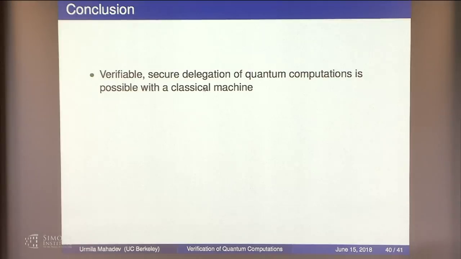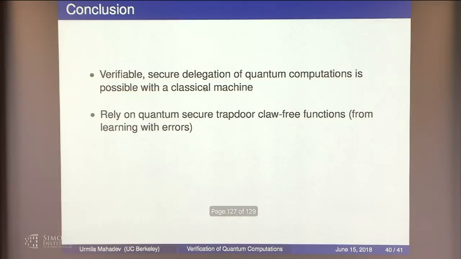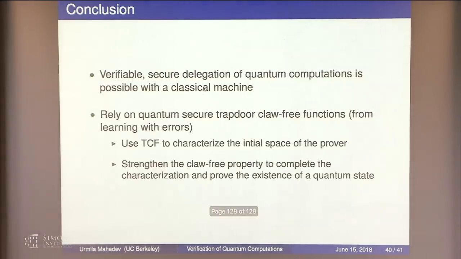That's it. So I show that verifiable secure delegation of quantum computations is possible with a classical machine. I'm relying on quantum secure trapdoor claw-free functions, which can be built from learning with errors. I use this function to first characterize the initial space of the prover, and then I strengthen the claw-free property to complete the characterization and prove the existence of a quantum state.